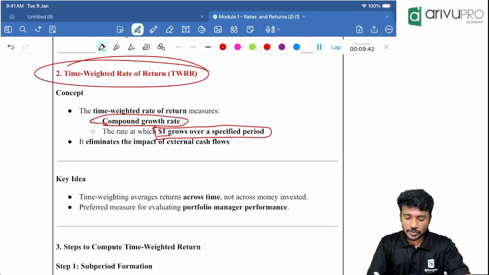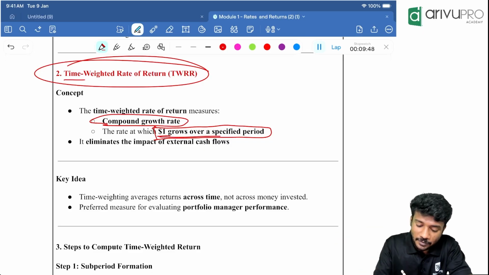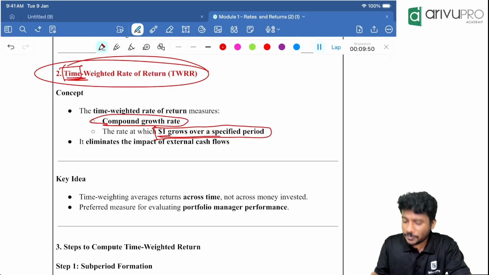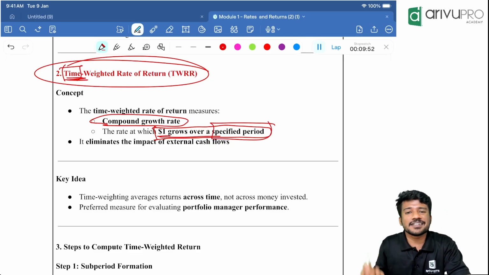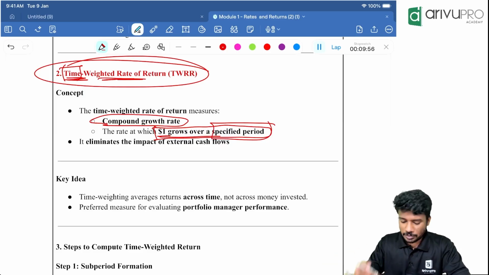Very important. So which one of the following rates depends on the growth of $1 over a specified period of time? We will discuss time weighted. Anyway, it is given. Specified period is given over there. That means we are discussing time weighted rate of return.